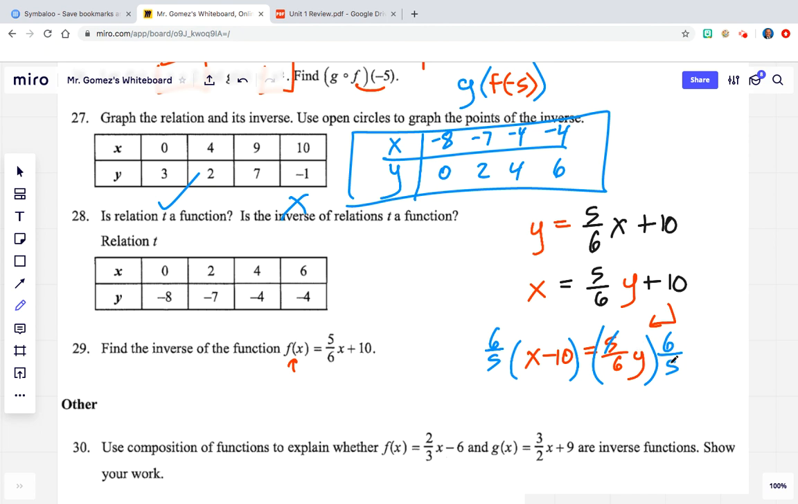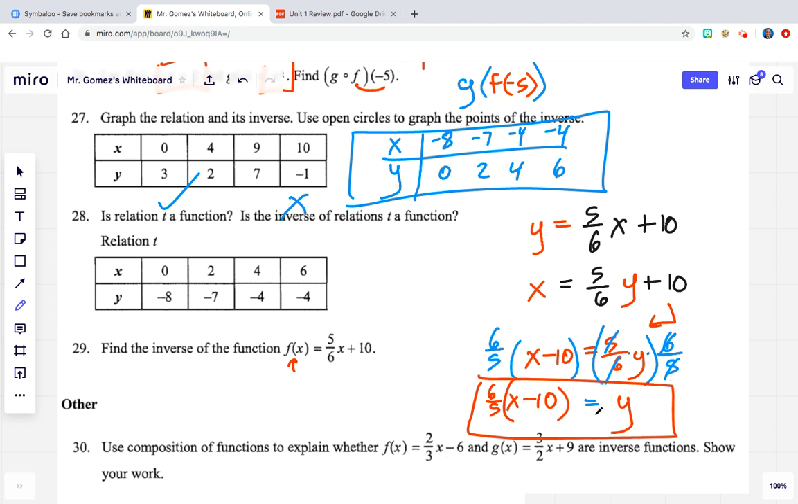So 5 times y times 6/5. This 5 on the top will cancel to a form of 1 with this 5 on the bottom. This 6 in the numerator will cancel to a form of 1 with this 6, and we are left with y all by itself. So I have 6/5 times (x minus 10) in parentheses. But this would not be full credit.